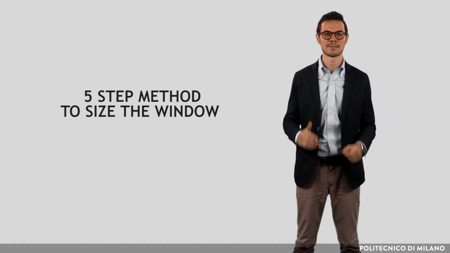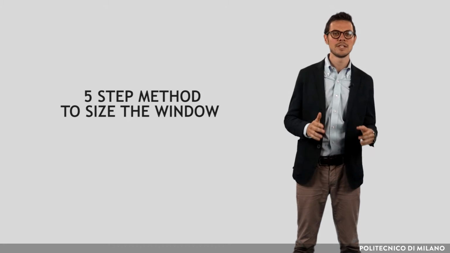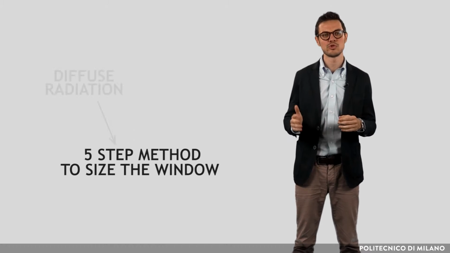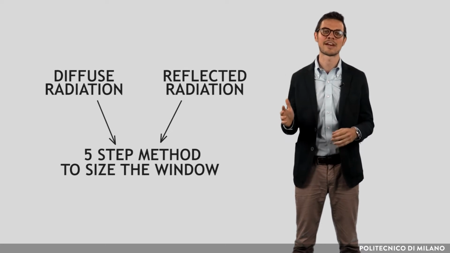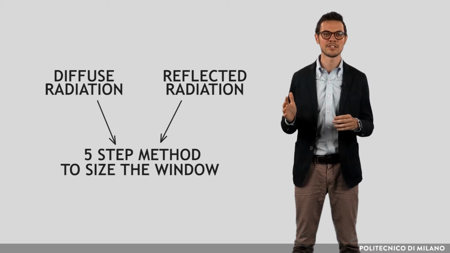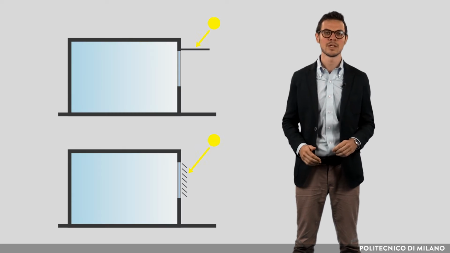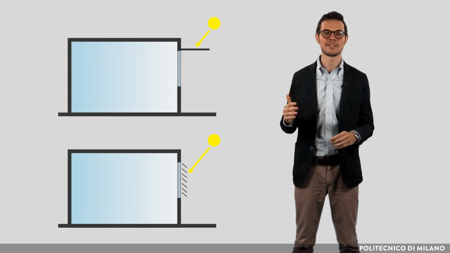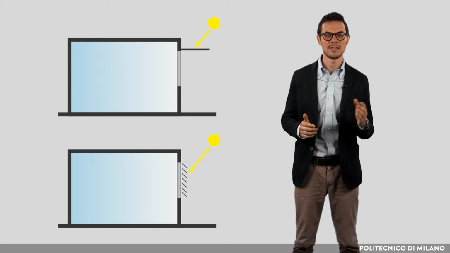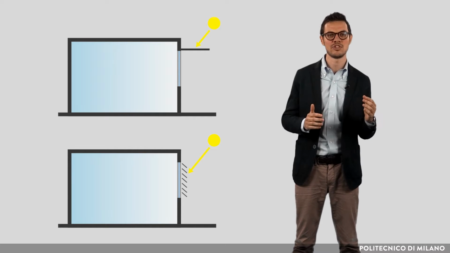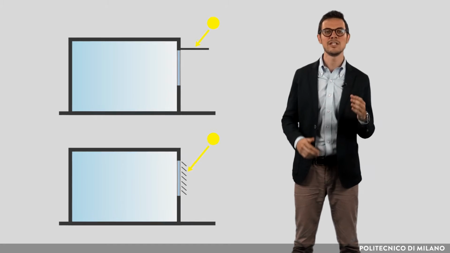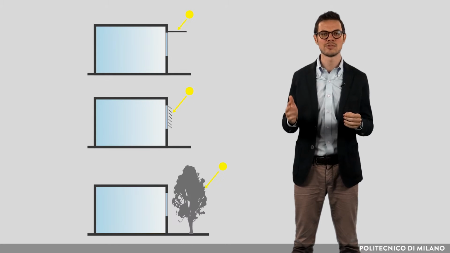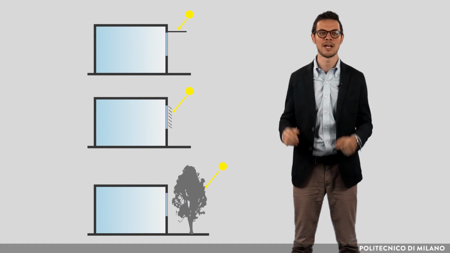the design process. The method is based solely on the contribution of diffuse and reflected radiation, so it is strictly applicable to windows not hit by direct radiation, as when they are protected by an efficient sunscreen, and in all cases in which obstructions prevent the entry of direct radiation most of the time.